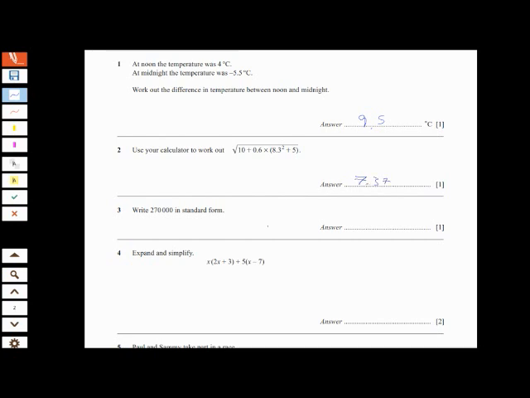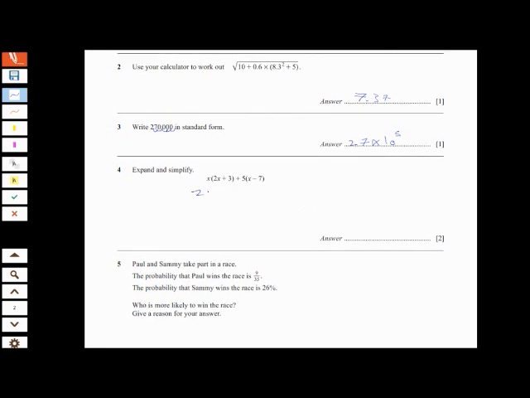Right, standard form. So basically, I have to do just 1, 2, 3, 5. So 2.7 times 10 to the power 5. So that's 5.